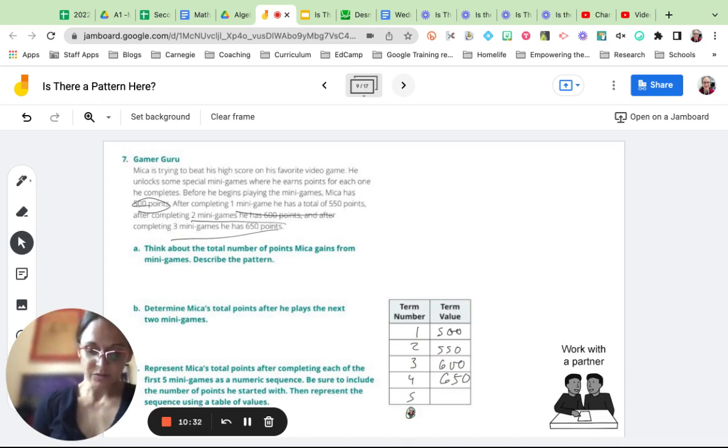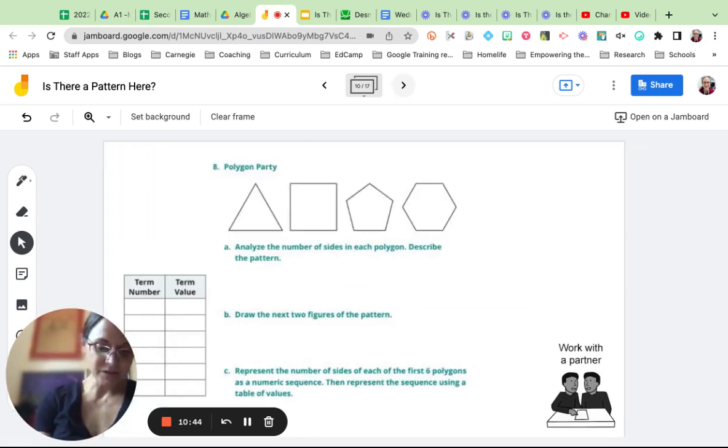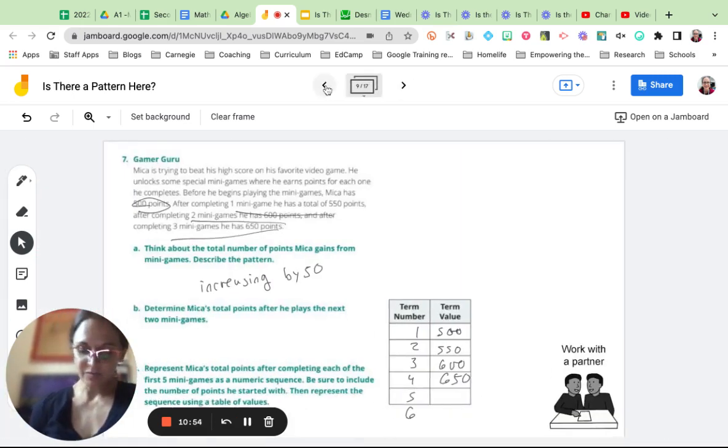I'm going to add another row to this table. So think about the total number of points that he's gaining from the minigames. Describe the pattern. Well, let's just do this one together really quick. It's easy, right? He's adding 50 points each time. Each minigame is worth 50 points. So it's increasing by 50. After 5 minigames, he should have 700 points. And after 6 minigames, he should have 750 points. There we go. So the next two numbers would be 700 and 750.